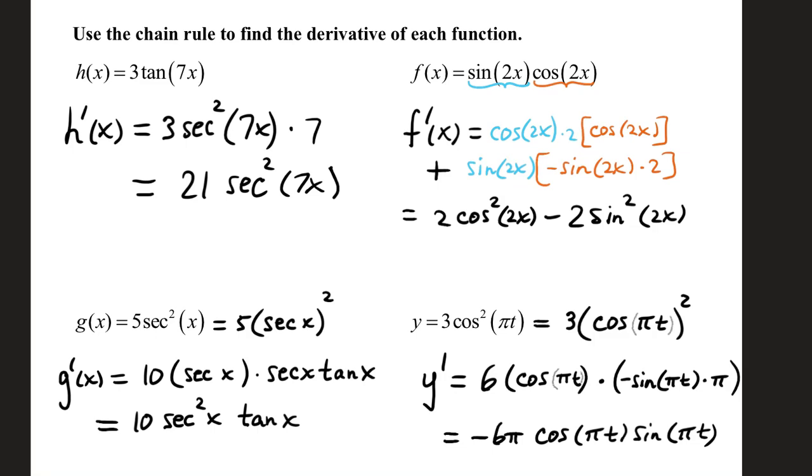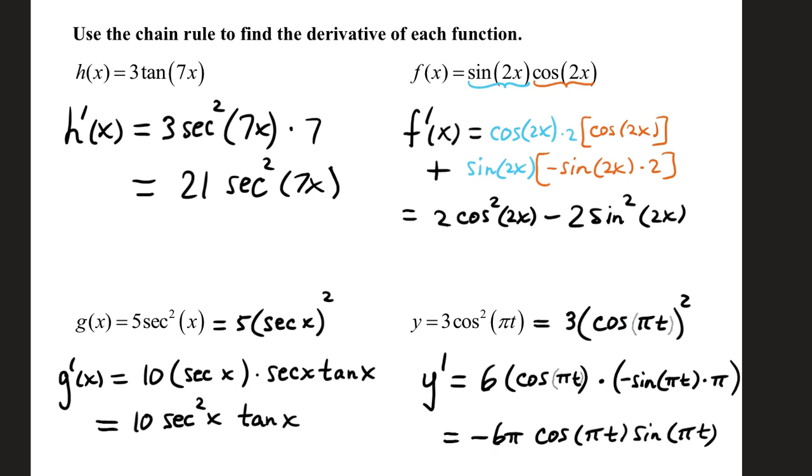Let's look at more examples of the chain rule. Remember, chain rule comes with three parts. We take the derivative of the external function, leave the internal function alone, and part three is take the derivative of the internal function. In this top left example, we have 3 tangent of 7x.